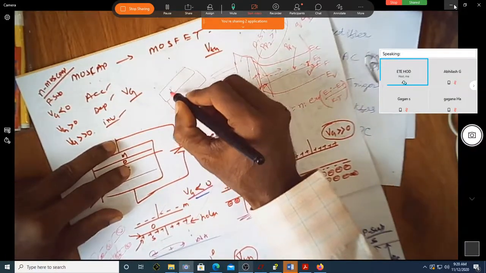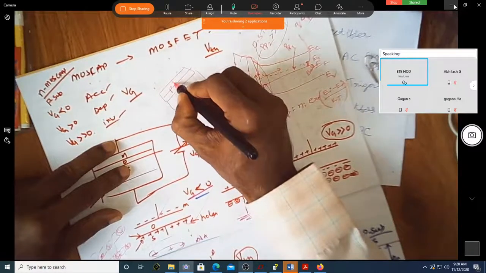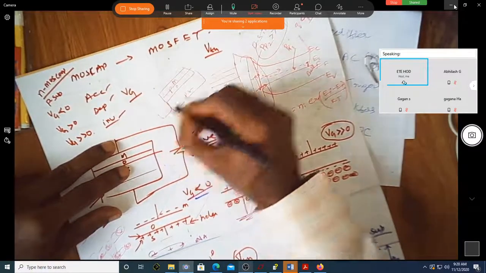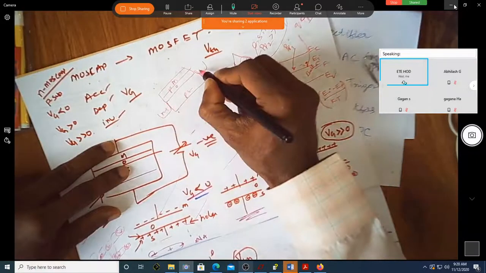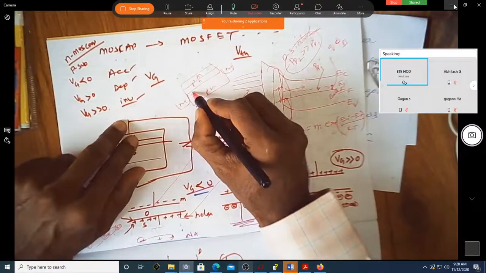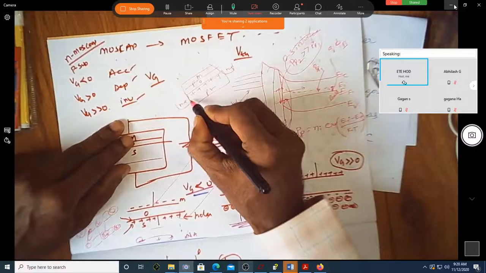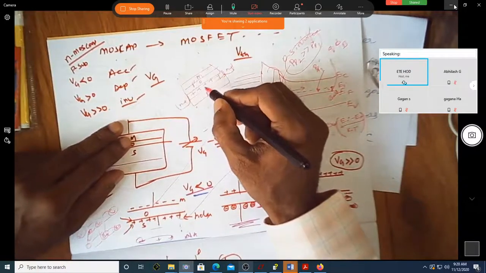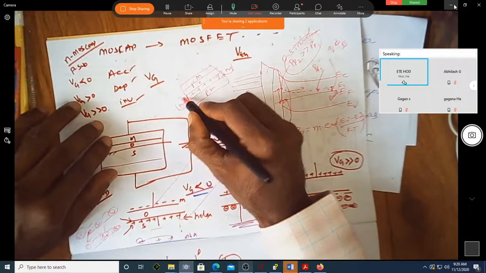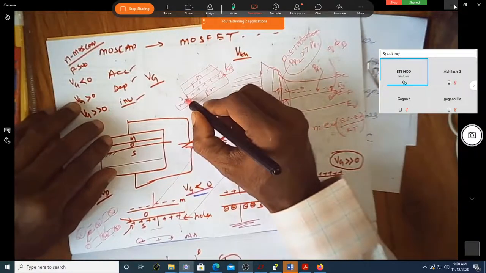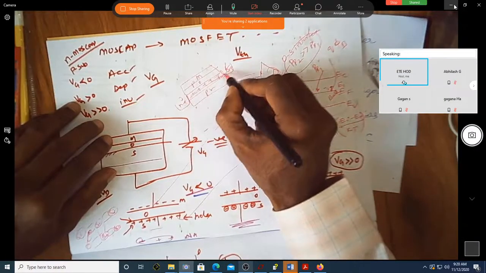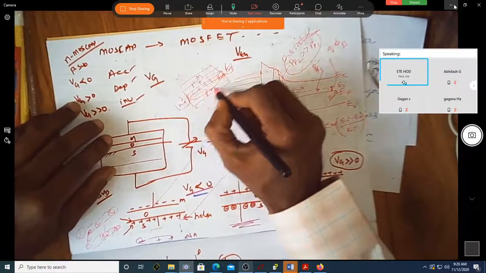and then assume that this is the P substrate. You have MOS. Since you have n plus here, you have full of holes here. You have full of holes. Can this make a channel? Because here you have a lot of electrons, which cannot flow here because this is a sea of holes.